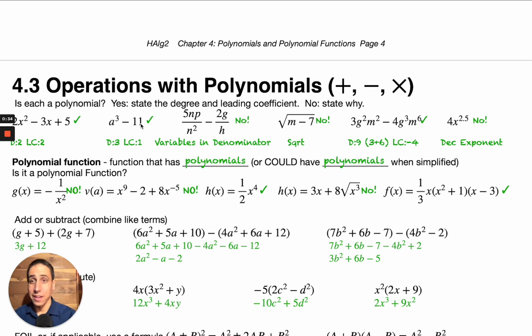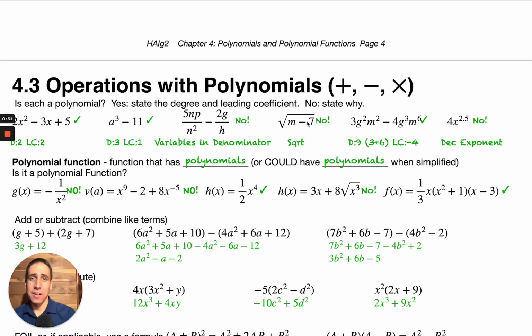This next one, yes, it's a polynomial. The degree is 3, that's the highest exponent, and the leading coefficient is the number in front of that term, which is an invisible 1, but it's there. This next one, no, it is not a polynomial. Why? Because it has variables in the denominator.